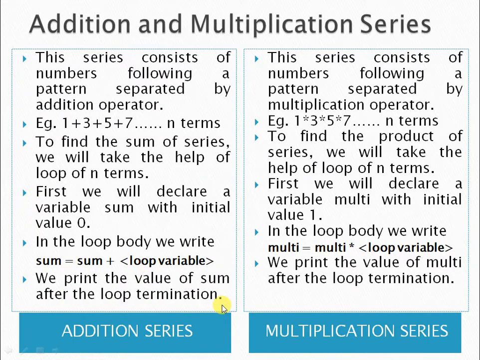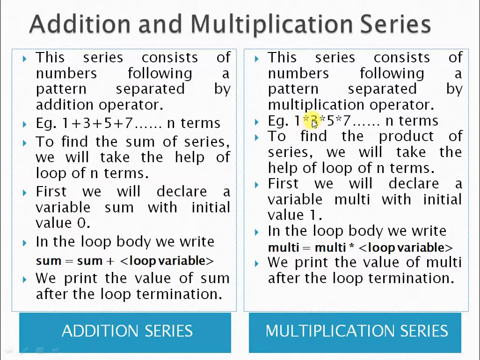At the end of the loop, after coming out of the loop, we will print the value of that variable sum to get the sum of series. Now a multiplication series, if you want to get the product of it, then you will write multi is equal to multi into that loop variable. So multi is 1. Initially 1 will be multiplied by 1, giving value 1.